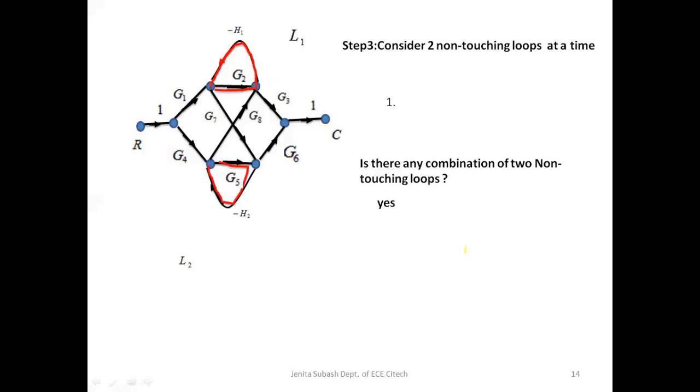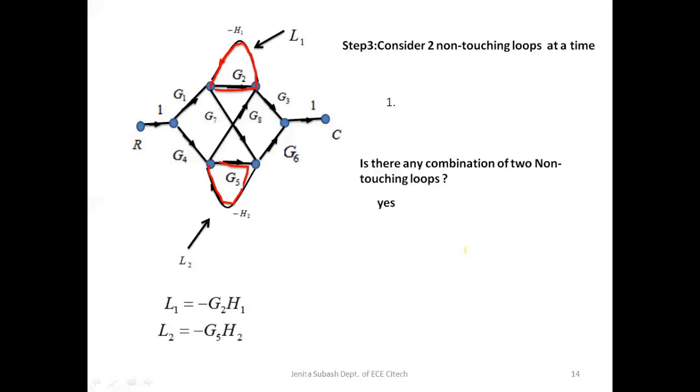We have two loops L1 and L2 which are not touching each other. Ask yourself while solving this problem: is there any combination of two non-touching loops? Yes, I have one combination of two non-touching loops. Identify it, trace it, highlight it, and find the product of the loop gains L1 and L2.